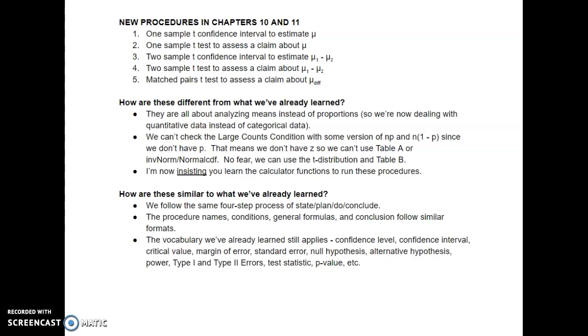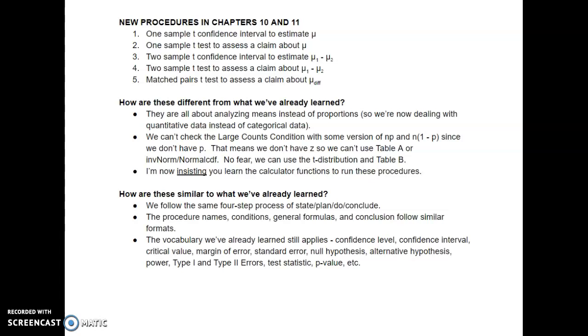Our conditions are still random, independent, and the large counts condition, which is the one that changes significantly. Since we don't have a proportion and a claim about p anymore to check whatever version of np and n times 1 minus p we've been checking, it kicks us off of using z-scores and using Table A and inverse norm and normal CDF, but we now have the t distribution and Table B instead. I want you to do this on the calculator. It makes it so much easier, especially you'll see when we get to the 2 sample procedures.